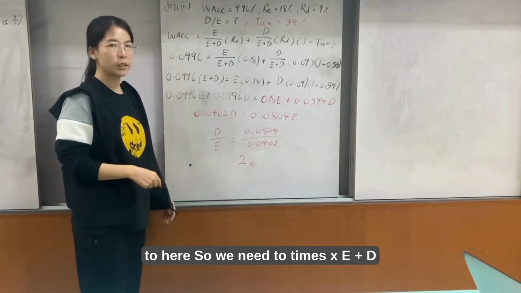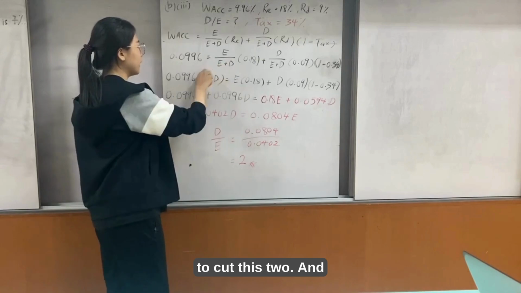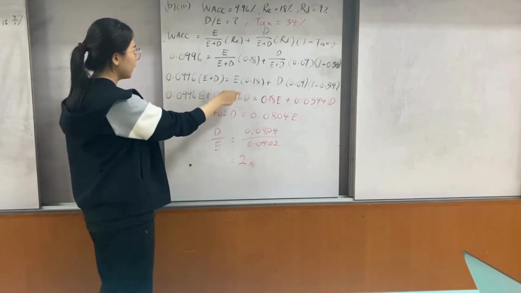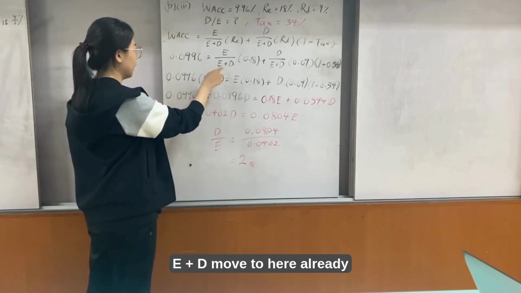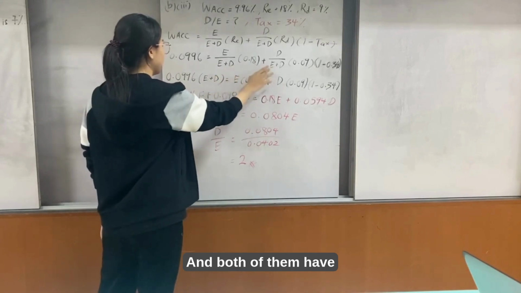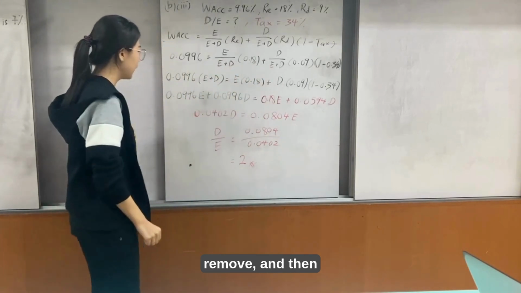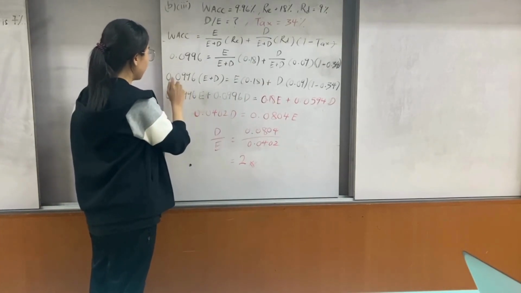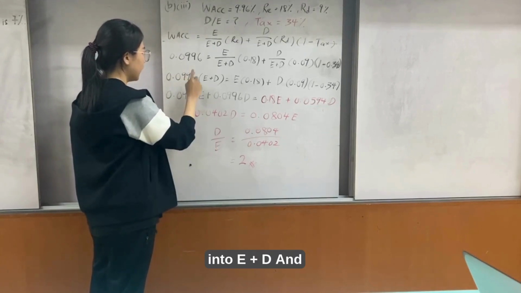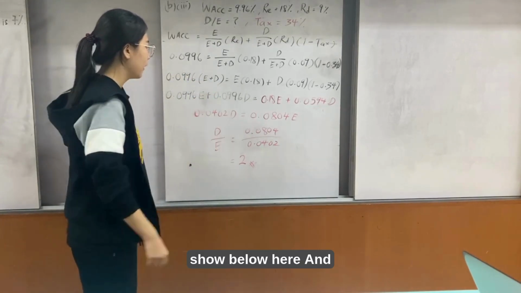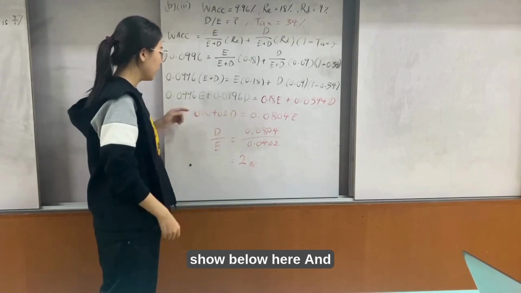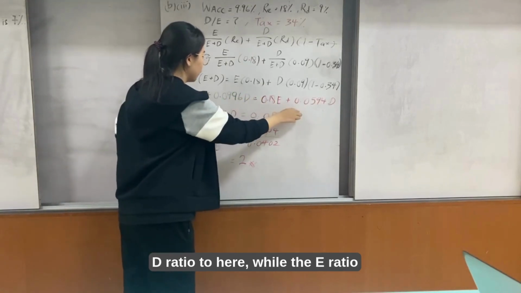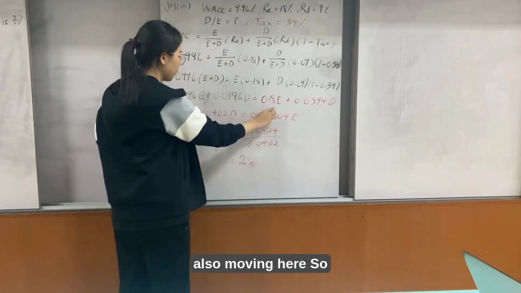So we need to times E plus D to cut these two. At here, the E plus D moved to here already, and both 2 is already removed. Then we type 0.0996 into the E and D and show under here, and then we want to move all the D ratio to here, but the E ratio also moves to here.